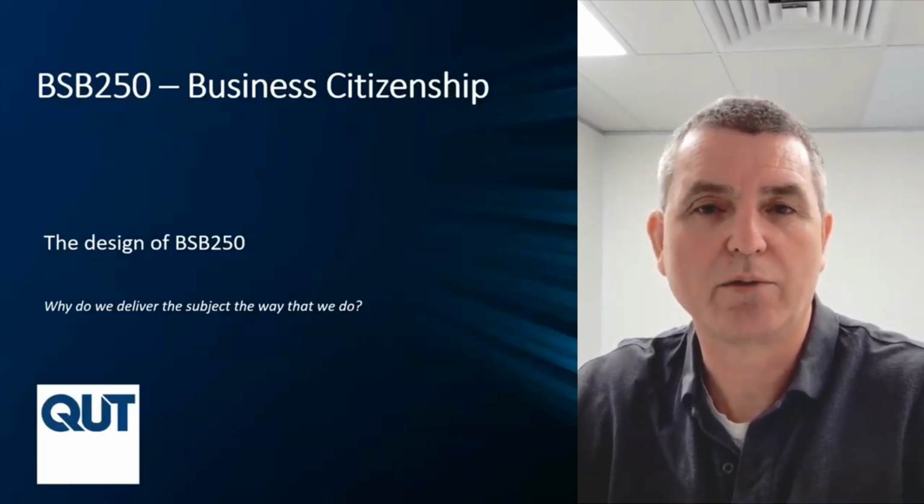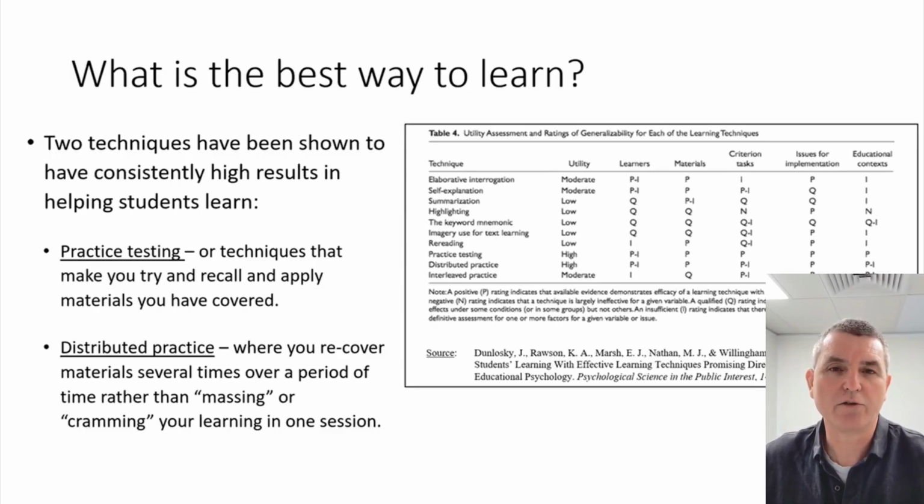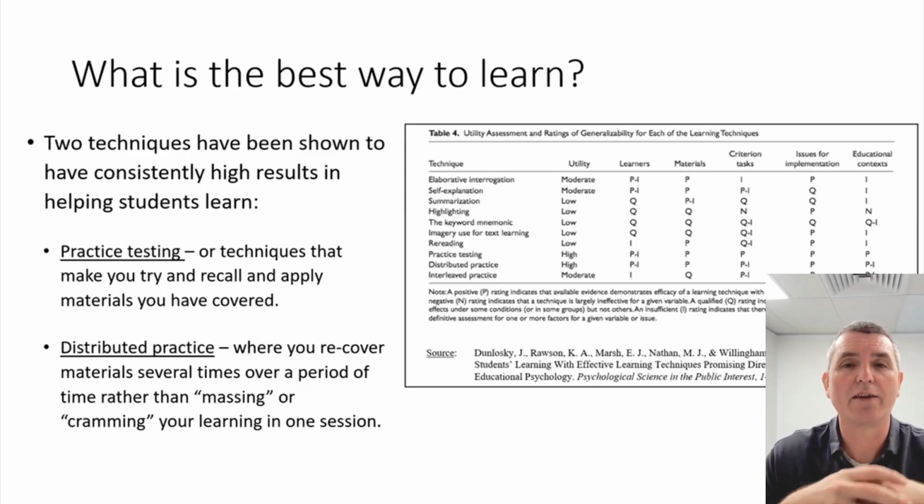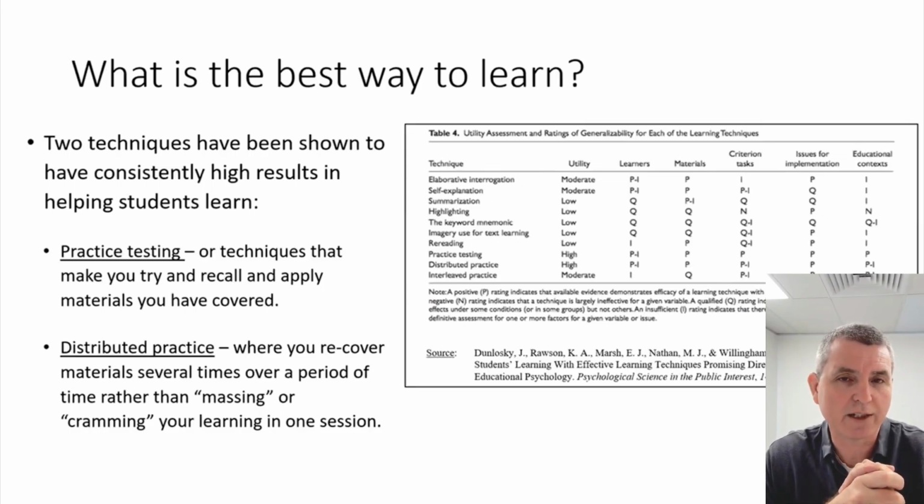Why do we run the subject the way that we do? So the first thing I'd like to introduce to you is this idea about how we learn. Now, look, everyone might think they learn differently, and there probably are some subtle differences, but what works best for most people might not be what you think works best. So, for instance, this study here is what they call a meta-analysis, which is where they take together a whole lot of studies that have been done about different techniques for learning, combine them and see which are the most effective. So why don't we have a look at the table to see what the data say is the most effective way to learn.